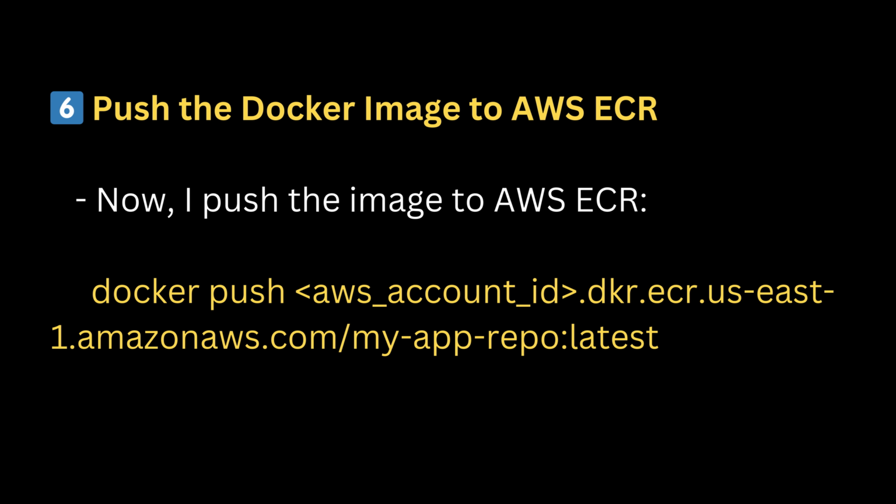Push the Docker image to AWS ECR. Now I push the image to AWS ECR. docker push repository-URL/my-app-repo:latest.